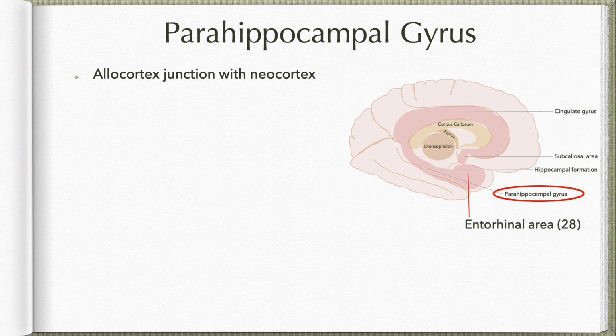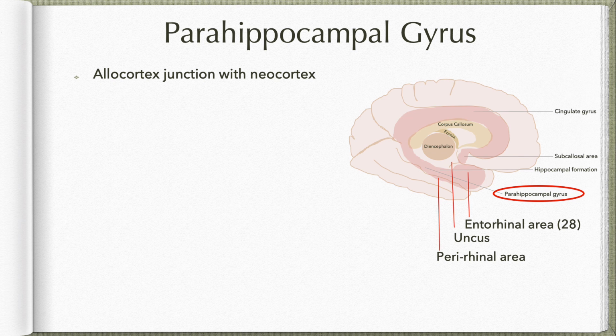Its anteriormost portion is known as entorhinal area or area 28, which is intimately involved with olfactory function. Further behind that, we have uncus, which is separated by the rhinal sulcus. Behind this, we have a small area known as perirhinal area.